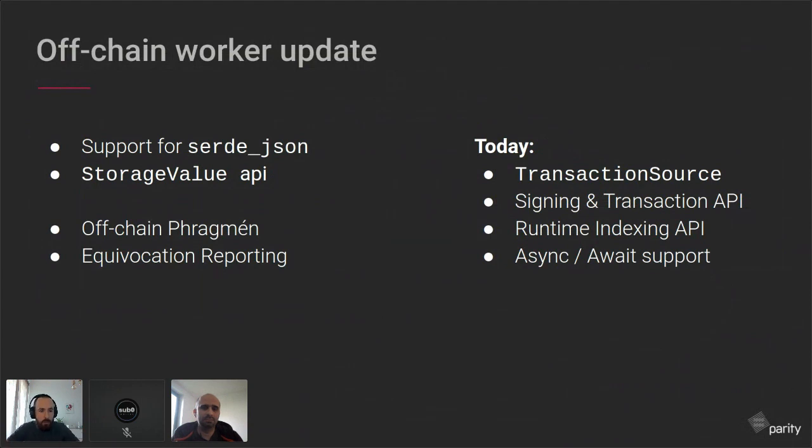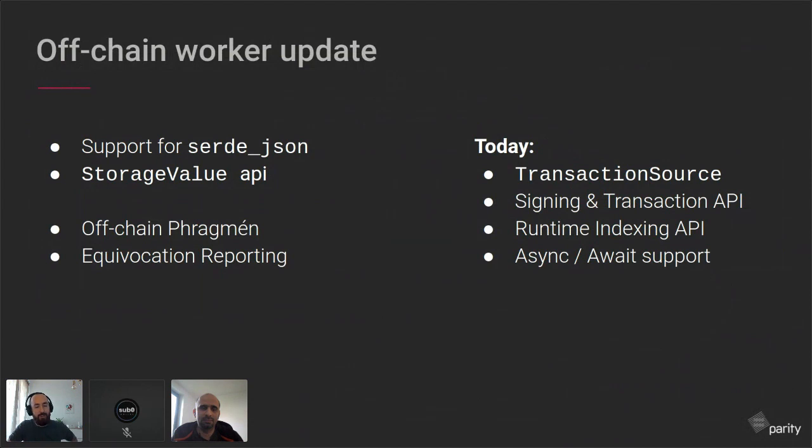Today, we will cover four other additions. I will cover transaction source, then Rakan will tell a little bit more about the new signing and transaction submission API. Bernhard will tell us a little bit about the runtime indexing API, and Igor will tell us about the upcoming, hopefully pretty soon, support for async await for Offchain workers.